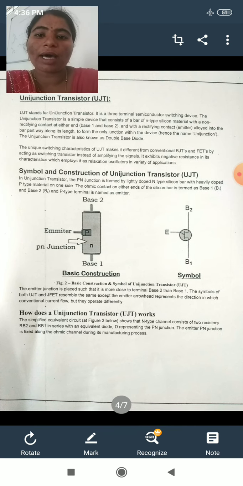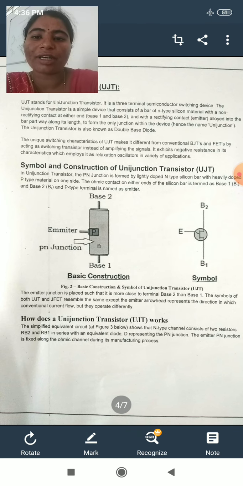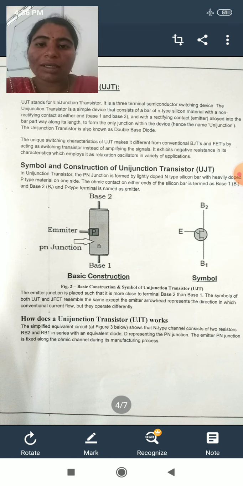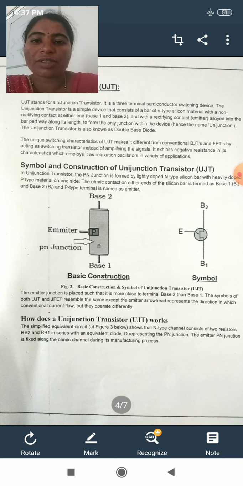Now the next part is the UJT. UJT is called a unijunction transistor. It is called a unijunction because only one junction, that is one PN junction, is present there, hence it is called a unijunction transistor. It is a three terminal semiconductor switching device. These terminals are the emitter, base 1 and base 2, as shown in the figure. This emitter and base 2 junction will form one junction.